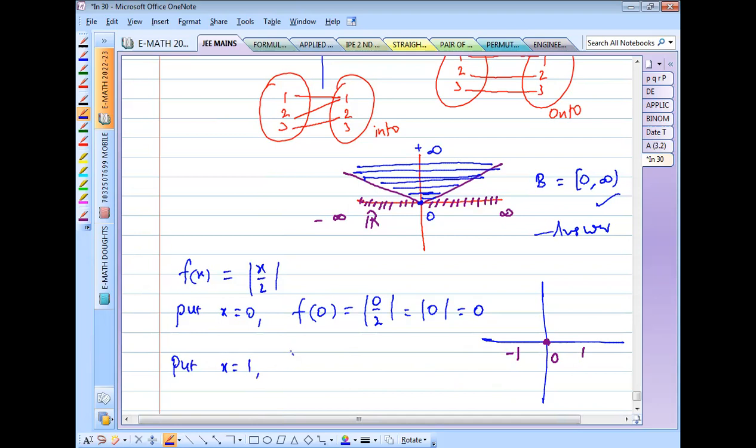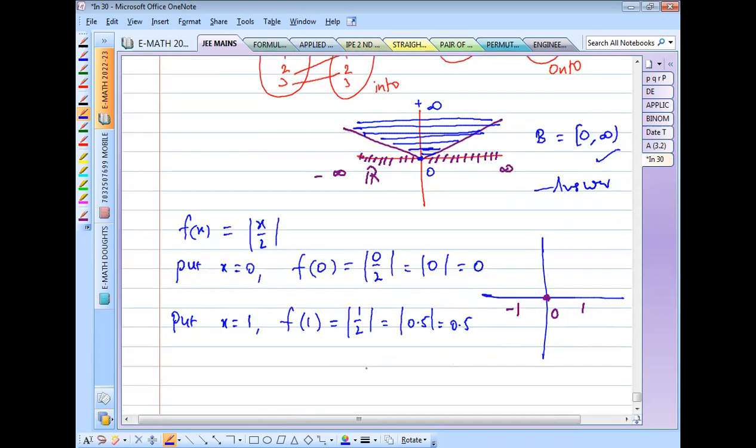Now put x equal to 1. That means f of 1. Can you substitute this value in the given function? So modulus 1 by 2, which is modulus 0.5. Since it is positive, you can take that directly as 0.5. That means where x is 1, 0.5 lies somewhere here. This was the required point. Now again put x equal to minus 1, which is the opposite direction.